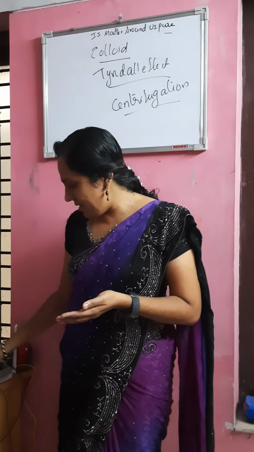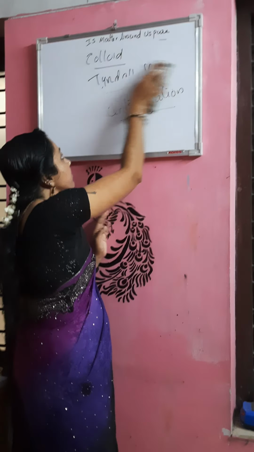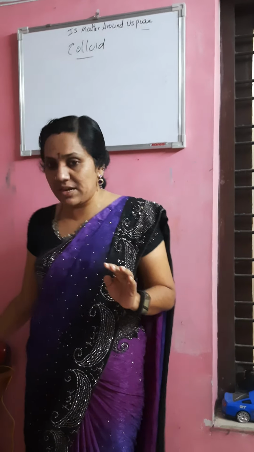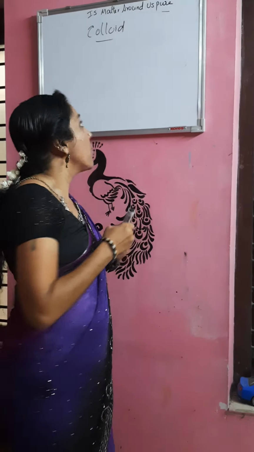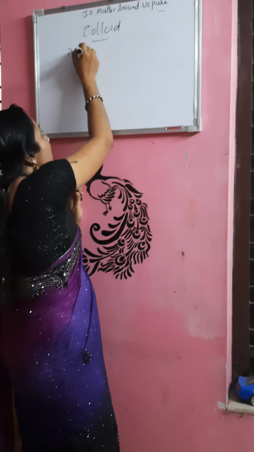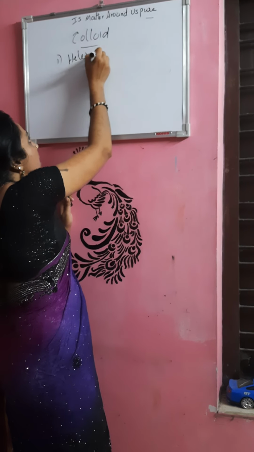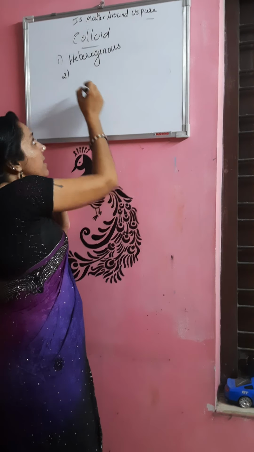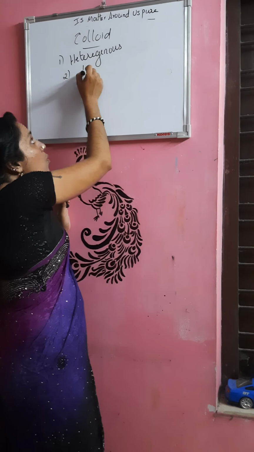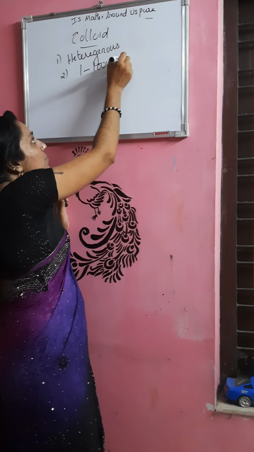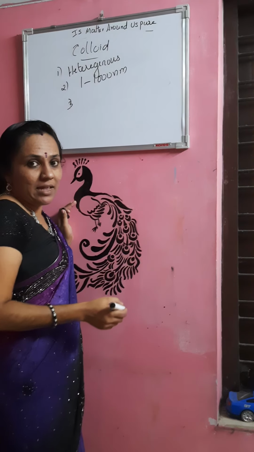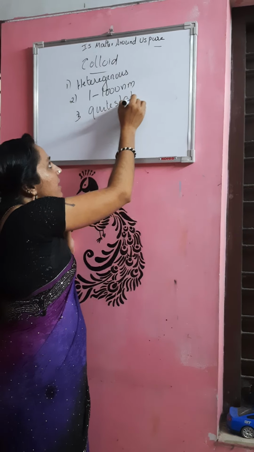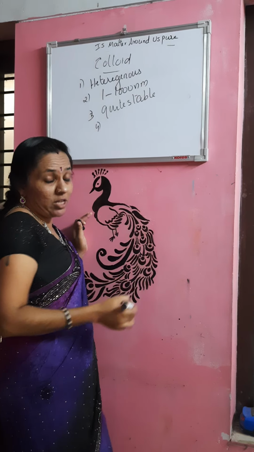I will write it. By this we can finish the class. So centrifugation and the Tyndall effect we will be studying later in this chapter. So first one is properties of colloid. First property is they appear to be homogeneous but they are actually heterogeneous solution. Second property is the size is in between 1 to 1000 nanometer. The third property is that they are quite stable. Then the fourth property is that they show Tyndall effect.